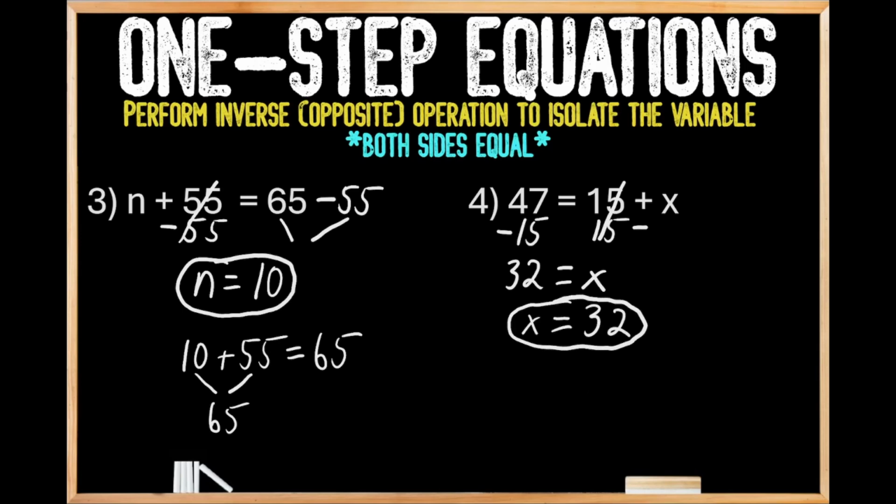And if we want to double check this to make sure that this is correct, we're going to plug in our value for x. So we have 47 equals 15 plus 32. And when we add 15 and 32, we get 47. So since both sides of this equation are equal, it means that x does in fact equal 32. So hopefully by now you understand how to solve one-step addition equations.